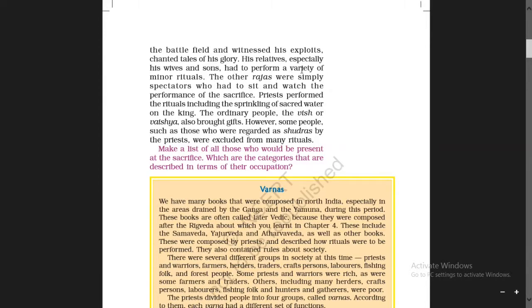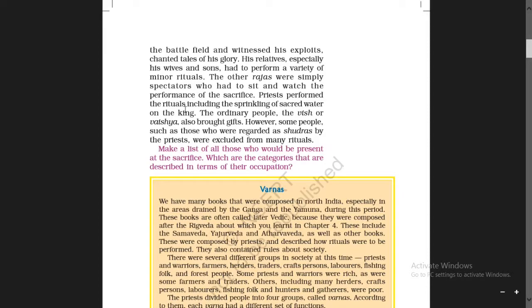The other Rajas were simply spectators. Spectator means a person who watches. So the other Rajas just sat and watched. They had to sit and watch the performance of the sacrifice.